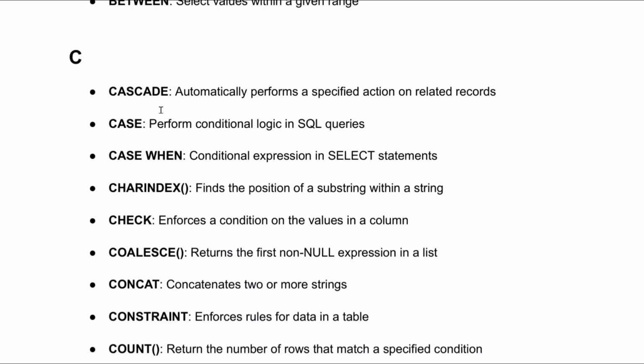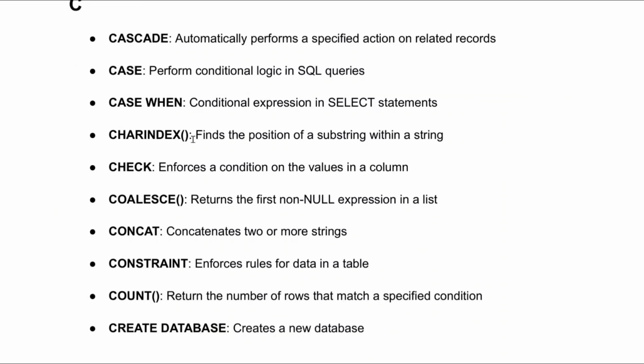Next we have commands starting with letter C. CASCADE is for automatically performing a specified action on related records. CASE statement to perform conditional logic in SQL queries. CASE WHEN conditional expression in SELECT statements. CHARINDEX is for finding the position of a substring within a string. CHECK enforces a condition on the values in a column. COALESCE is for returning the first non-null expression in a list. CONCAT is for concatenating two or more strings.